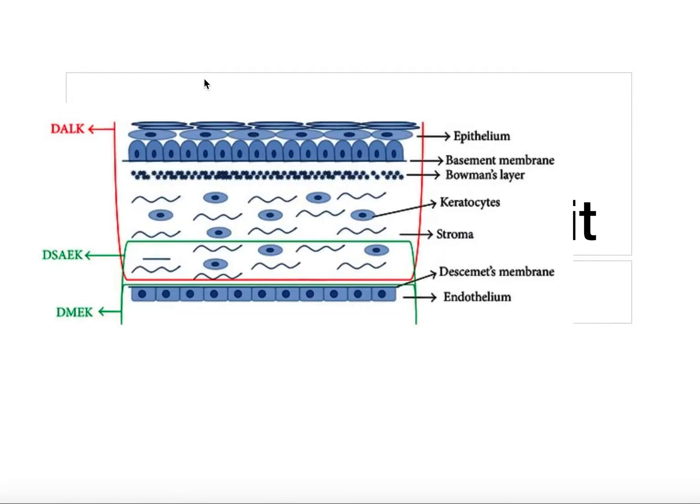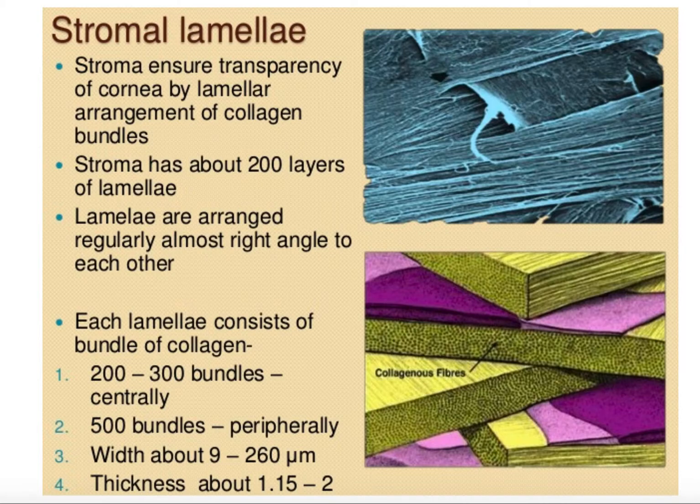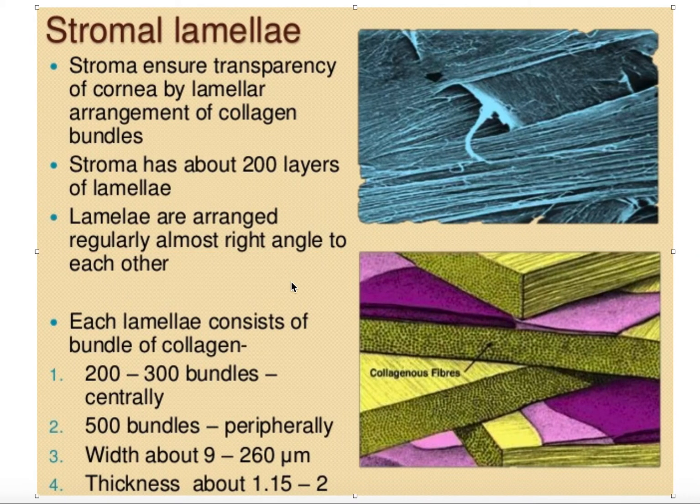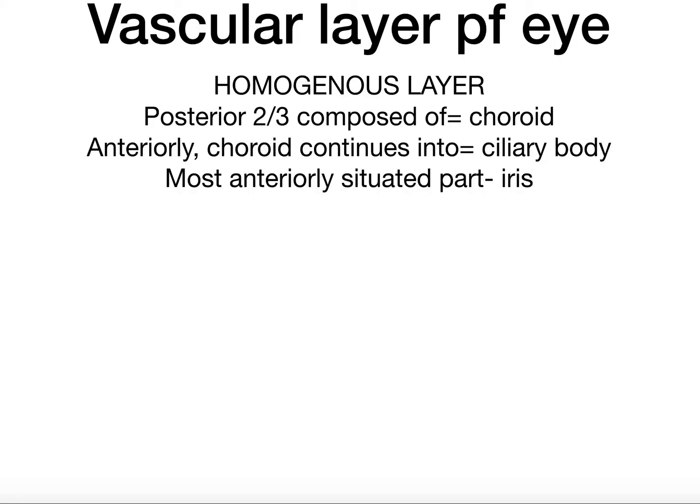Here it is again. You have your epithelium, you have your Bowman's membrane with multiple cell layers, you have your corneal stroma, you have your Descemet's membrane, and you have your endothelium. The stroma I mentioned had lamellae. The lamellae are essentially collagen bundles, 200 to 300 bundles, 500 bundles peripherally, and a lot of them are arranged at 90-degree angles. Lamellae are arranged regularly, almost at right angles to each other, and there are around 200 layers of lamellae, and they ensure transparency by this lamellar arrangement. Okay.